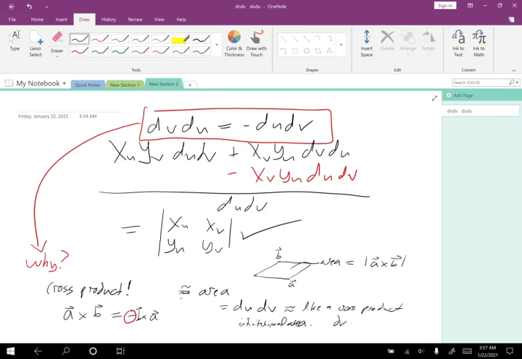So if you have dv du, surely that should be minus a du dv by this logic. The fact that it is an area, and cross products give you areas, but you have to account for the minus sign. Okay. And to see why you get a minus sign with this area.